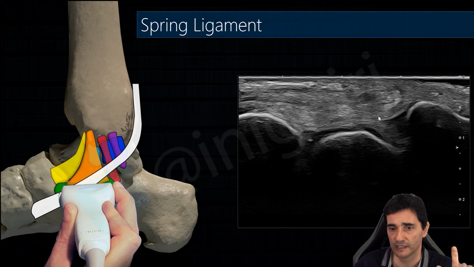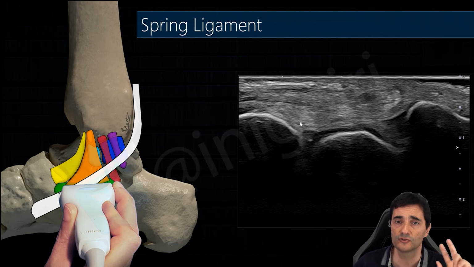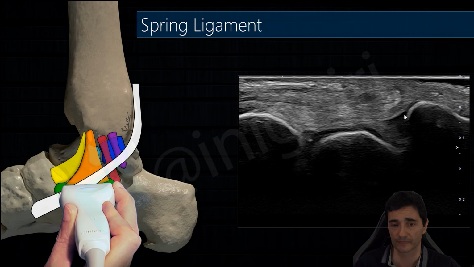You still can see the posterior tibialis in this oblique view, and this image with this fibrillar pattern is the superior medial component of the spring ligament here. Remember that this component usually has an articulation with the head of the talus here. So this is a good view of this component, and we can assess its integrity and if everything is okay.